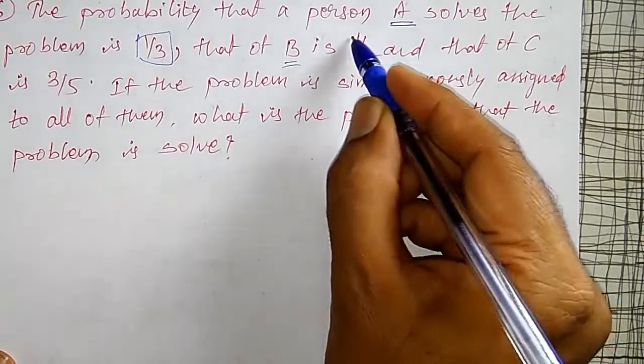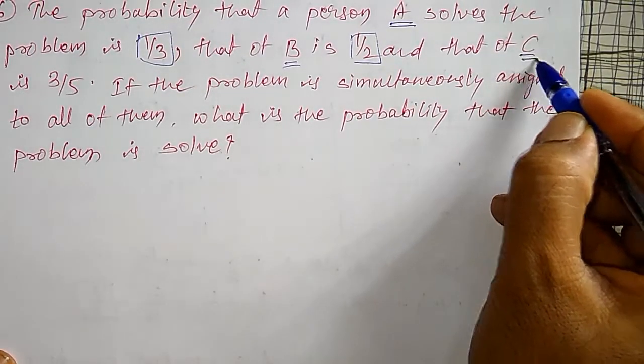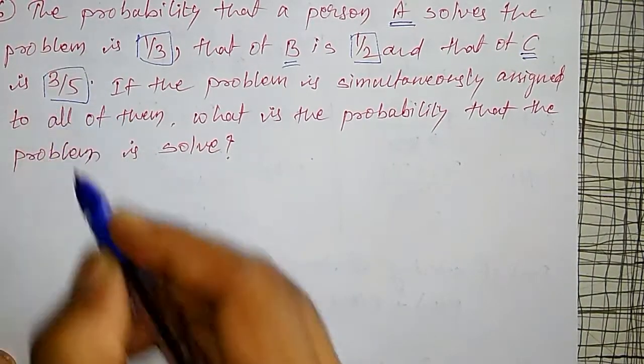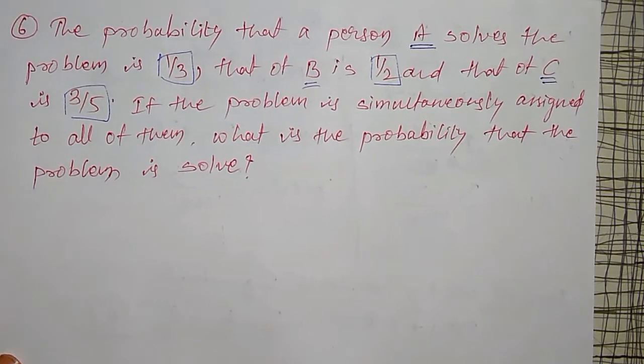Person B solves is 1 by 2. Person C solves is 3 by 5. If the problem is simultaneously assigned to all of them, what is the probability that the problem is solved? This particular example is asked in the previous examinations many times. Okay, now how to solve this? I will try to solve this one in 2 different methods.